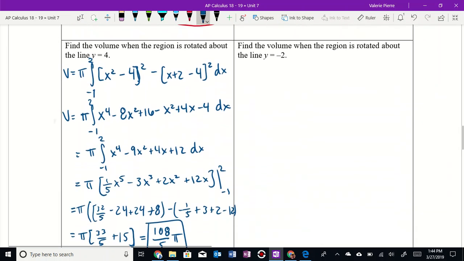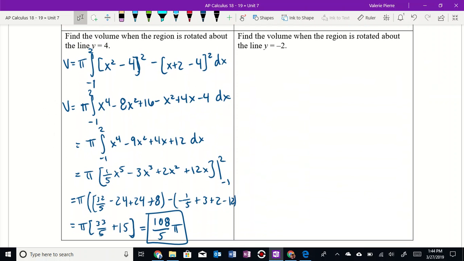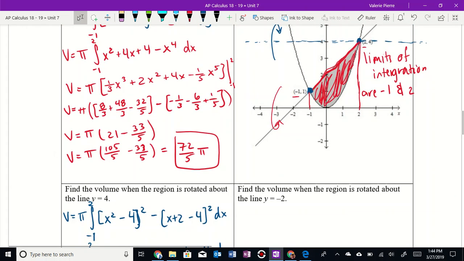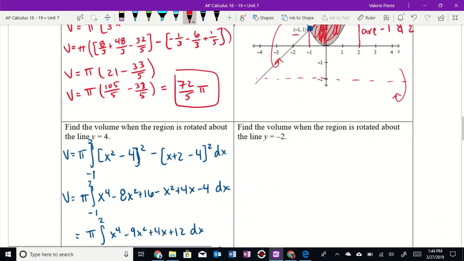Okay, so in this case, we want to find the volume when the region is rotated about the line y equals -2. So now we're rotating along the line y equals -2. So now my inner function is x squared because that's the line closest to my axis of symmetry. And then my outer function is x plus 2 because that's the line farthest from my axis of symmetry.